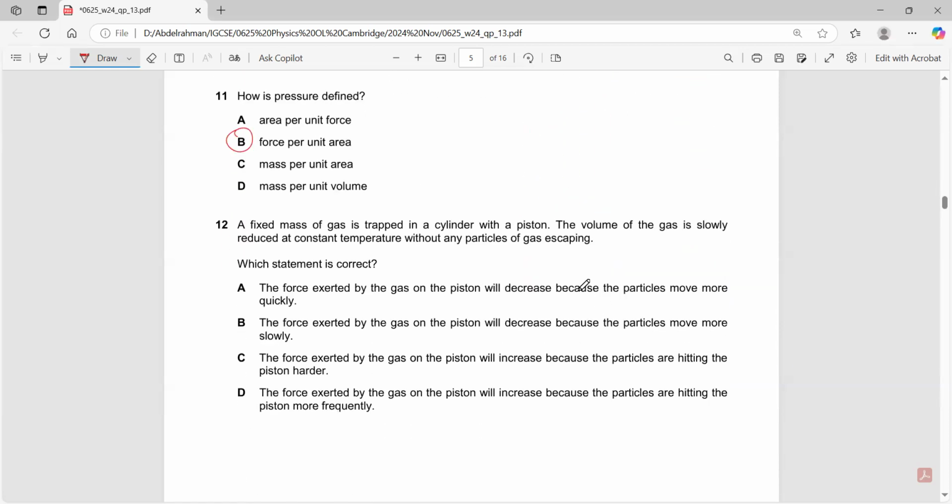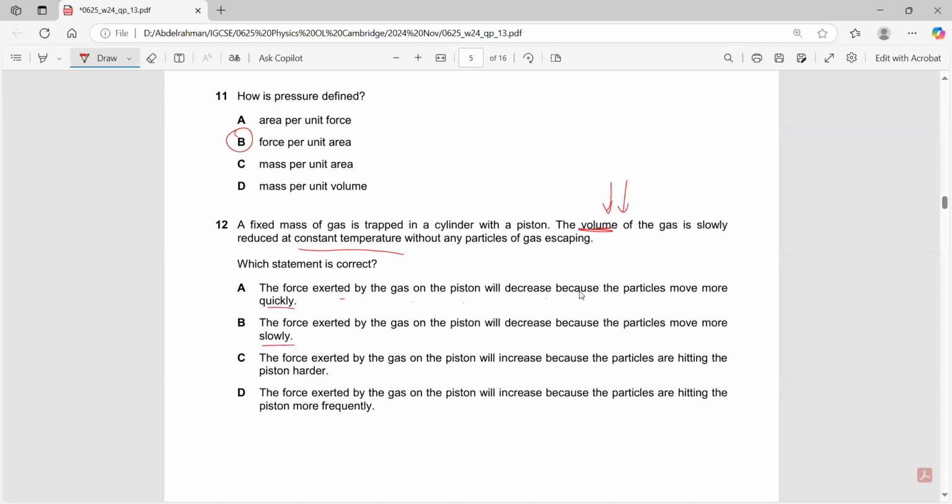A fixed mass of gas is trapped in a cylinder with a piston. The volume is slowly reduced, at a constant temperature. The volume decreases. Which statement is correct? The force exerted on the gas will decrease because the particles move more quickly, or because the particles move more slowly.